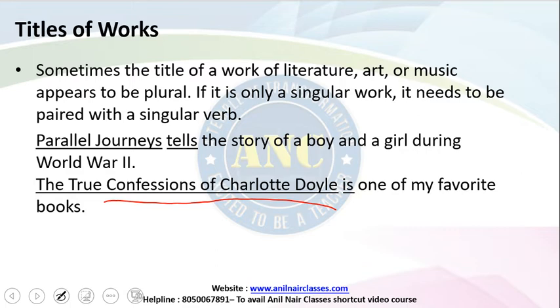Parallel Journeys tells the story of a boy during World War II. It is talking about it in third person. You're saying Parallel Journeys, it's that book, right? It tells the story of a boy and a girl during World War II.